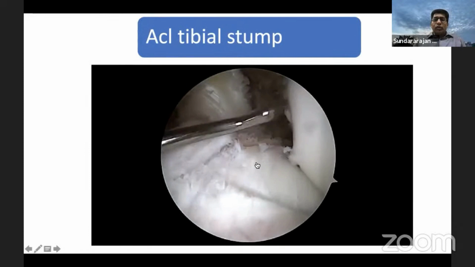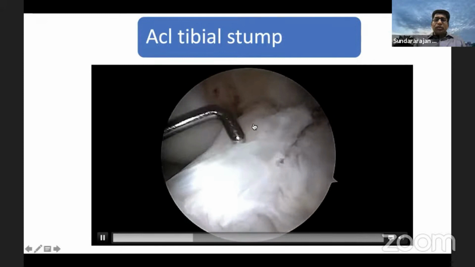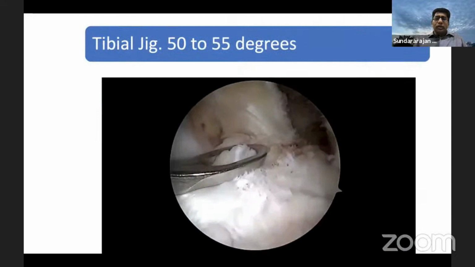Tibial side, we need not worry because you will always have some stump. You see the anterior horn of the lateral meniscus, that is the posterior border, that is the anterior border. So 70 to 75% of your stump covers the anterior horn of the lateral meniscus. Just go corresponding to that, make an entry point in the center of your footprint. Here we don't measure much. There are commercially available jigs.